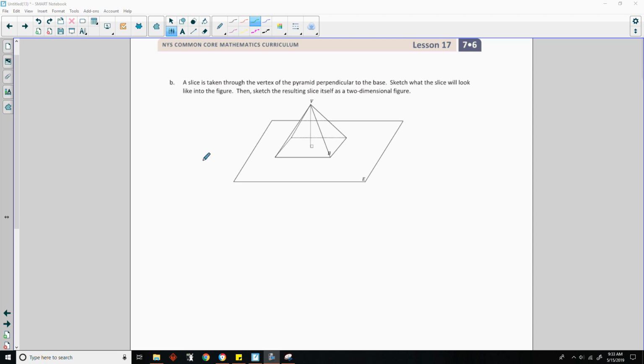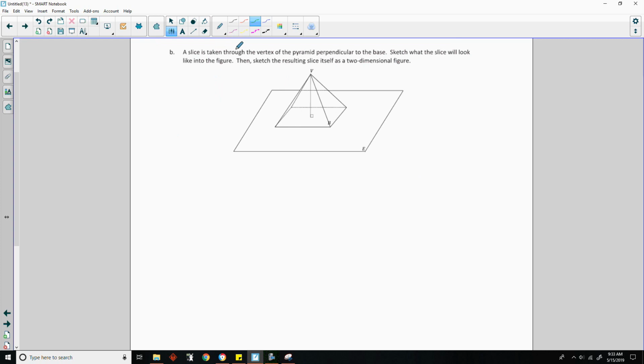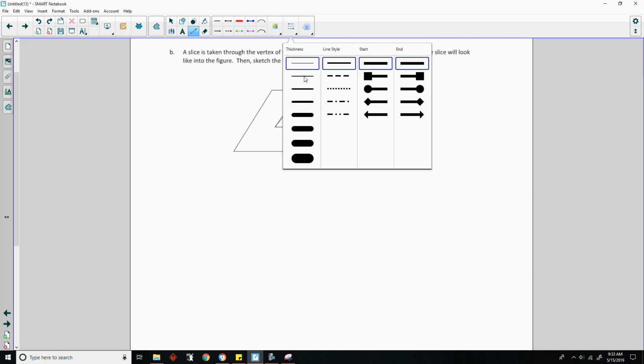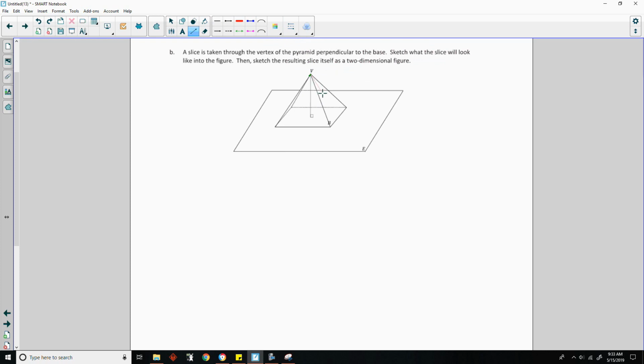Okay, page 6, part B to number 5. A slice is taken through the vertex of the pyramid, which is right here, perpendicular to the base. Sketch what the slice would look like in the figure. So if it's perpendicular to the base and it's going through the vertex, it would meet at the midpoint of both lateral sides. So I am going to do this in pink, with a thin line. I'm going to go from the vertex down to this edge right at the midpoint. And I'm going to do the same thing over here right down to its midpoint. And then I'm going to slice it from this midpoint all the way through like so.